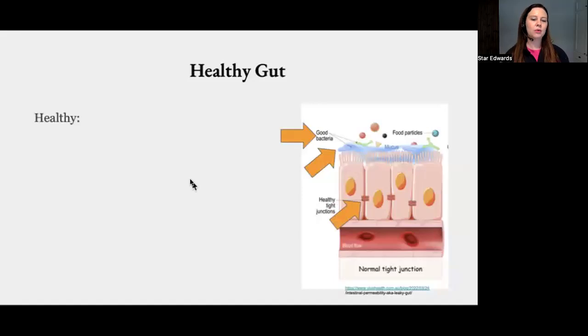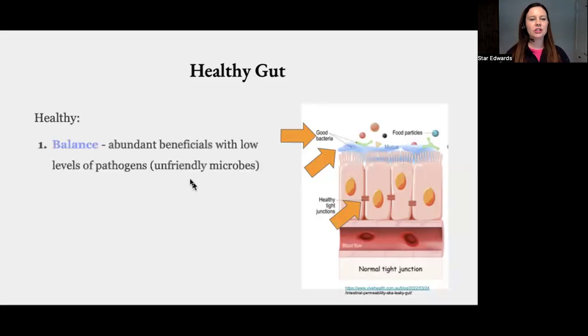So we talked about what a healthy microbiome is. Now let's talk about what a healthy gut is. And the first characteristic of a healthy gut is actually having a healthy microbiome. And again, remember that the microbiome is the collection of microbes who are in the ecosystem. And we want a nice, healthy balance with lots of abundant beneficials and low levels of pathogens or unfriendly microbes.